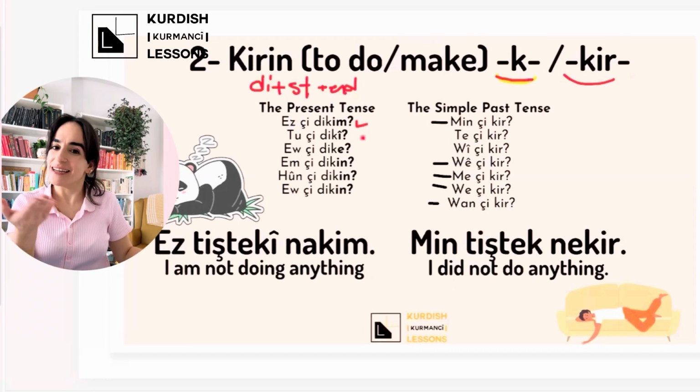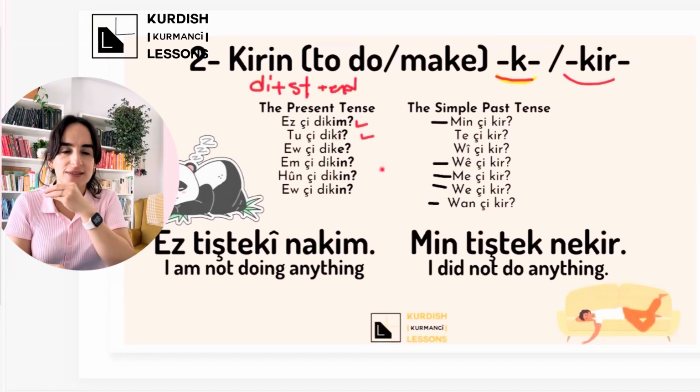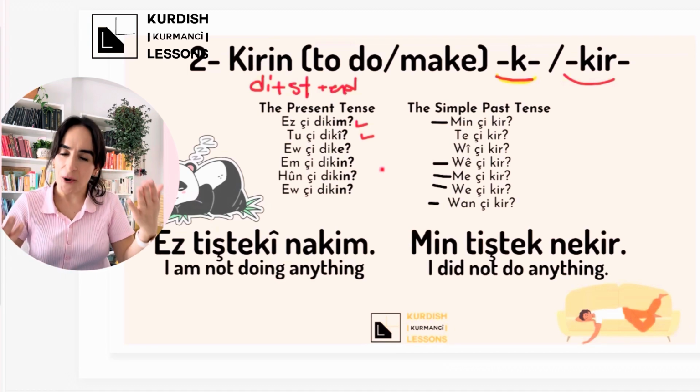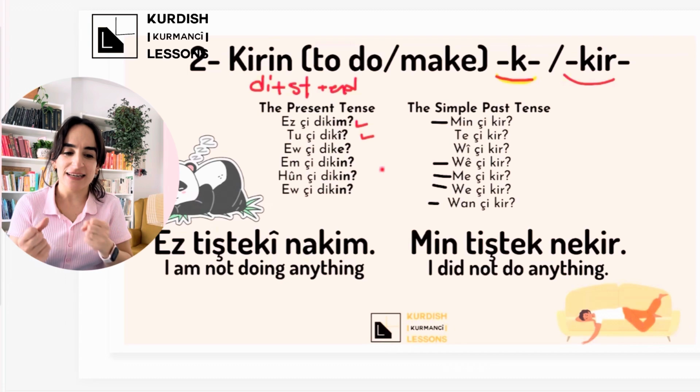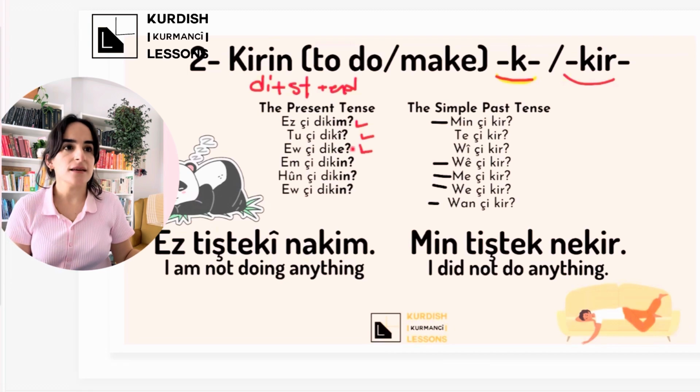To chidiki, what are you doing? You hear people say chitki. When it is very fast, it sounds like chitki, because the full form is long, but we love speaking fast. Chidike, what he or she is doing. Chidikin, chidikin, chidik. Easy.